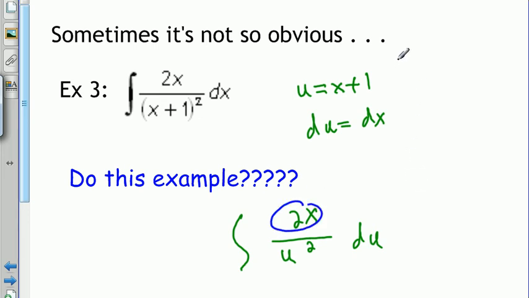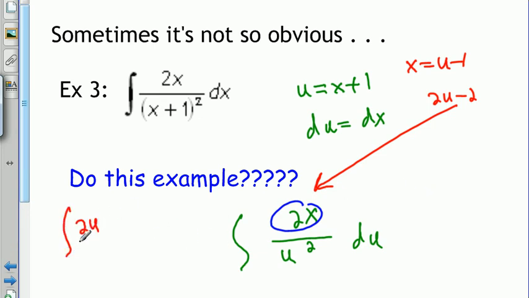Well, what you do is, we've done a few of these, and I hope you're getting comfortable with it. You'd realize that x is equal to u minus 1, and you'd put 2u minus 2, because that's 2x there. And then, because of that, you're going to have to break it into two fractions. You're going to have 2u over u squared minus 2 over u squared du. And you're going to have to integrate both of those. So I just kind of skimmed through that. If you think you need a little more time, spend some. But I think you might be okay with these at this point.